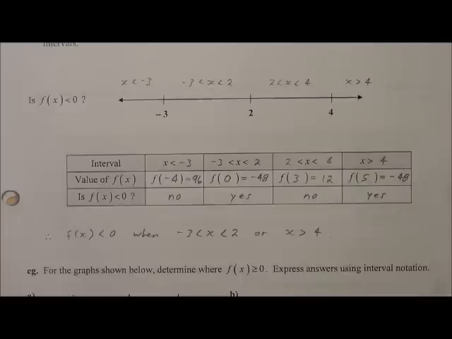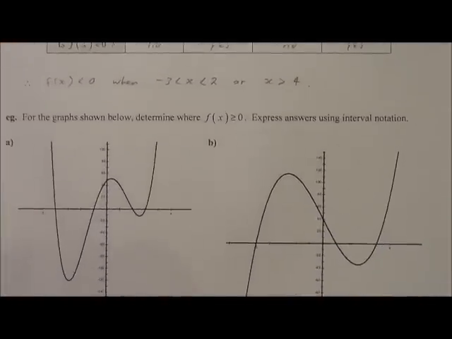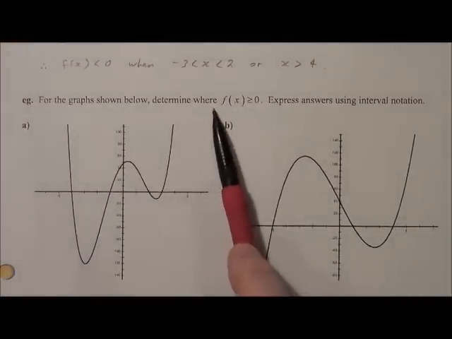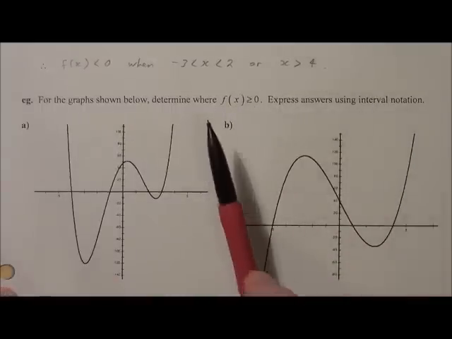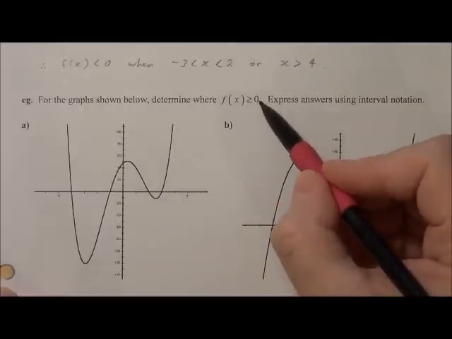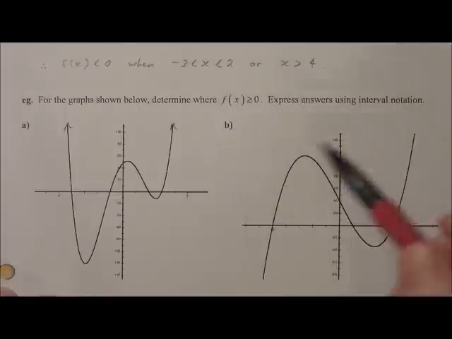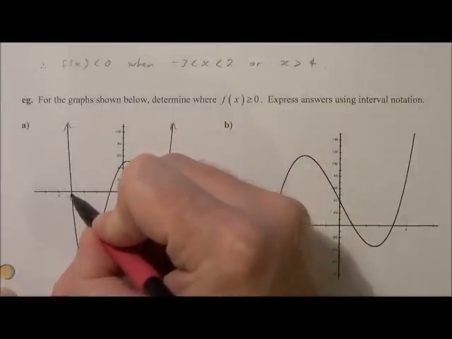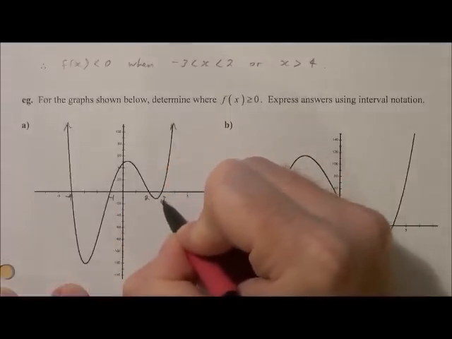Now we'll do this graphically. Let's take a look at these graphs here. So first of all, we want to look at these graphs, and we want to determine where f of x is greater than or equal to 0. Well, graphically you can easily see that when this function f of x is greater than or equal to 0, that's when the graph is above the x-axis. So here is a point negative 4, here is negative 1, here is 2, and there is 3.